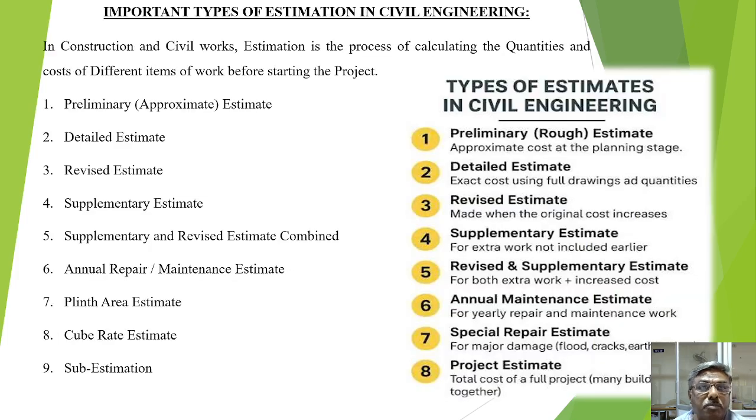There are important types of estimation in civil engineering works: approximate estimation, detailed estimation, revised estimation, supplementary estimation, annual and maintenance repair estimation, plinth area estimation, cubic content estimation, sub-estimation. These are important estimations for new building construction work.